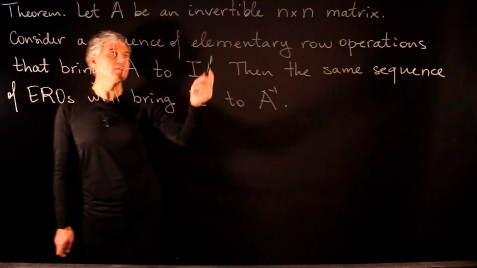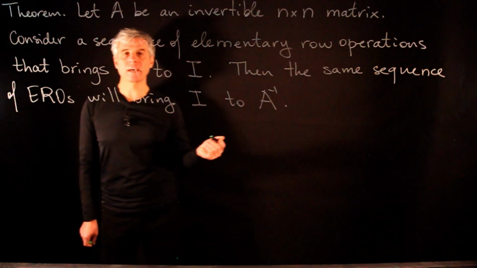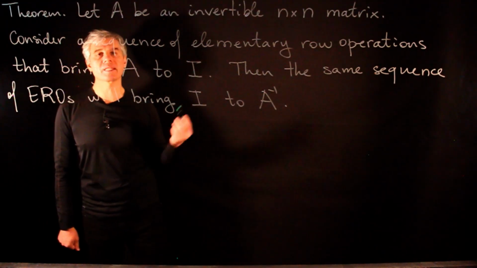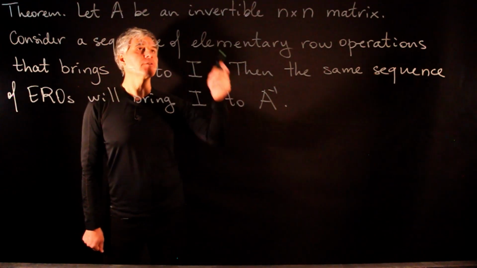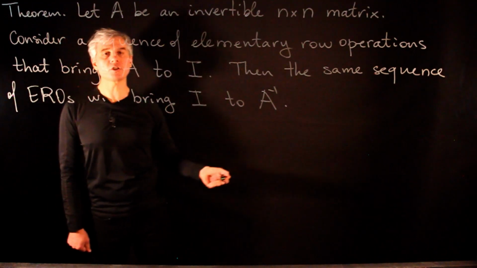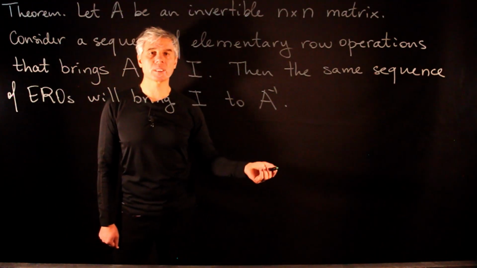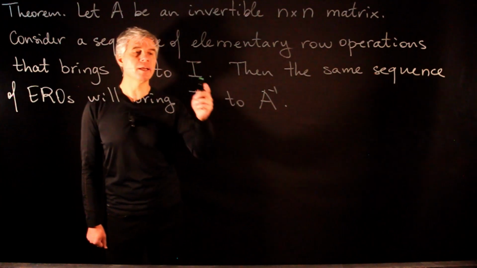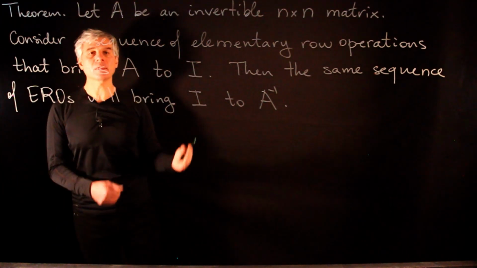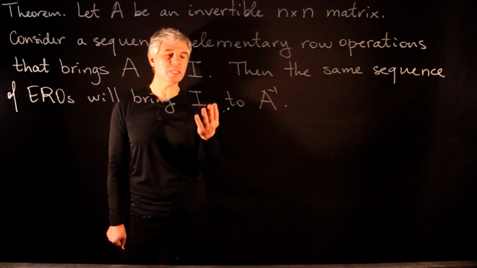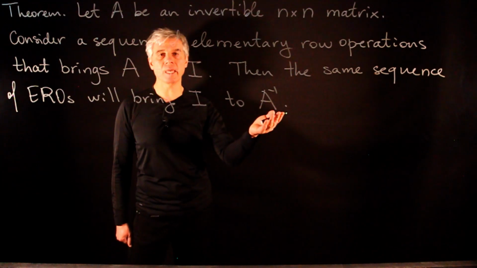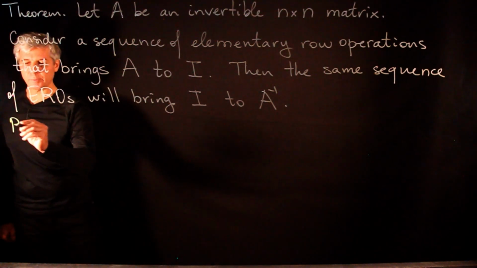We know that invertible n by n matrices are characterized by the property that their reduced row echelon form is the identity matrix. And so if A is invertible, we know that there is a sequence of elementary row operations that brings A to its reduced row echelon form, that is to identity matrix. So this sequence will exist. And then if we take this sequence and apply it to identity matrix, then the claim of this theorem is that the result will be A inverse.